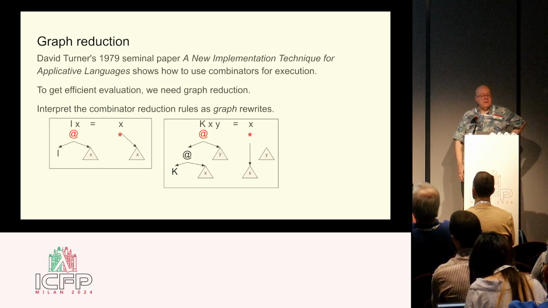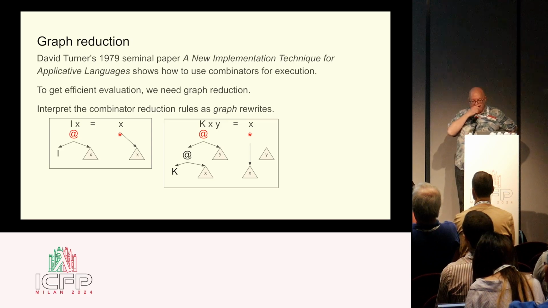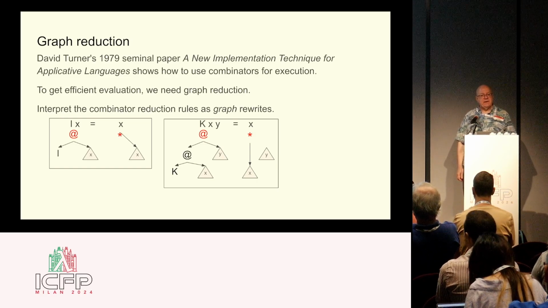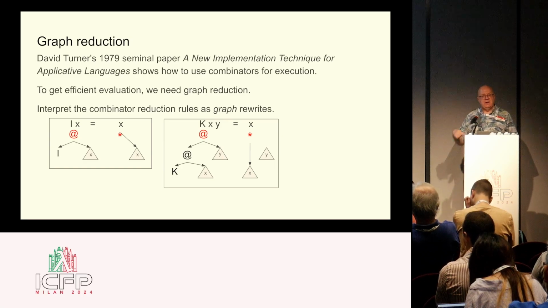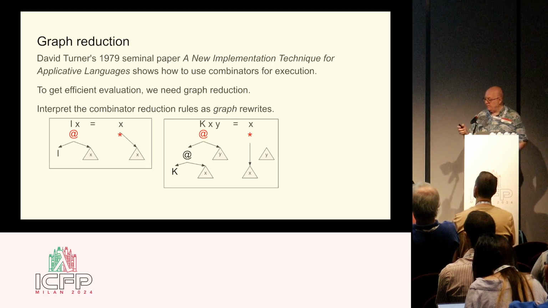And how do you compute with these? Well, if you view the combinator expression, it's best done as a graph, because if you do it as a graph, you'll get lazy evaluation. You will memoize things that you've done.